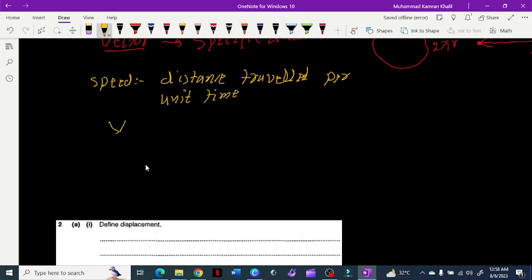So speed is represented by v, distance is represented by s, time is represented by t. The unit for the speed is meter per second and the other unit is kilometer per hour, but the standard SI unit is meter per second. So speed is a scalar quantity because that doesn't involve a particular direction. So then we will discuss the velocity.